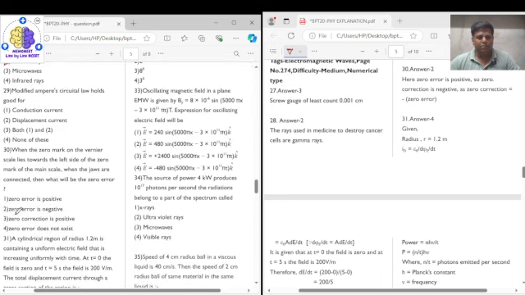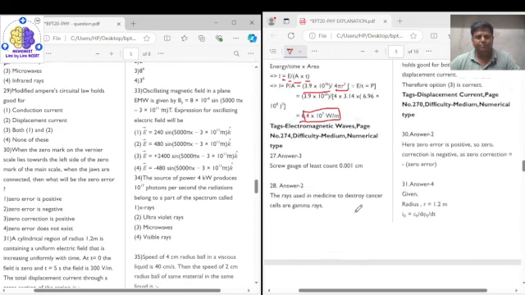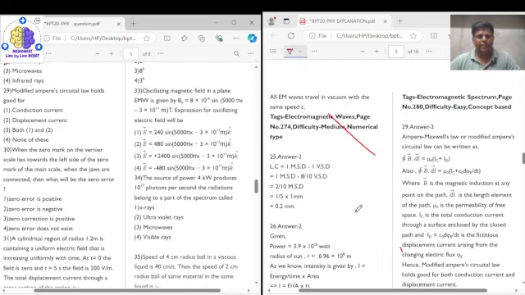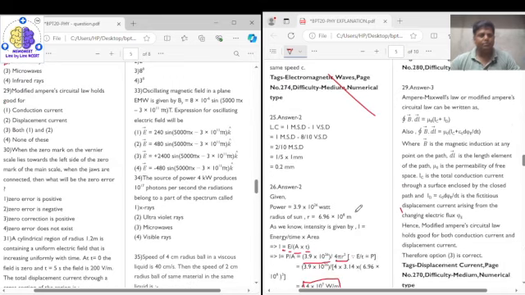Then coming to question number 29. Question number 29 says that modified Ampere circuital law holds good for conduction current, displacement current, both conduction displacement, and none of these. No, it holds true for both conduction and displacement current. So correct answer is option 3.